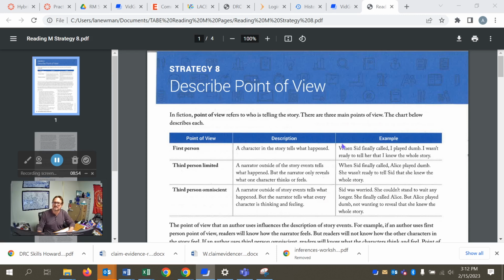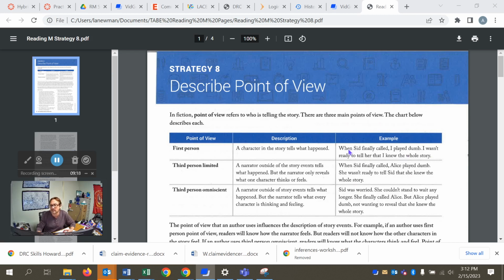Okay, so we've got our examples here, and we basically have the same little story or scene described in each of the points of view. So in first person, when Sid finally called, I played dumb. I wasn't ready to tell her that I knew the whole story. All right, so at this point, we only know the storyteller's point of view. We don't know what Sid is thinking.